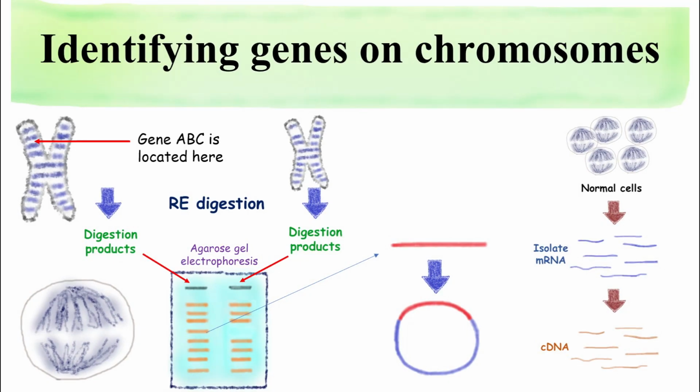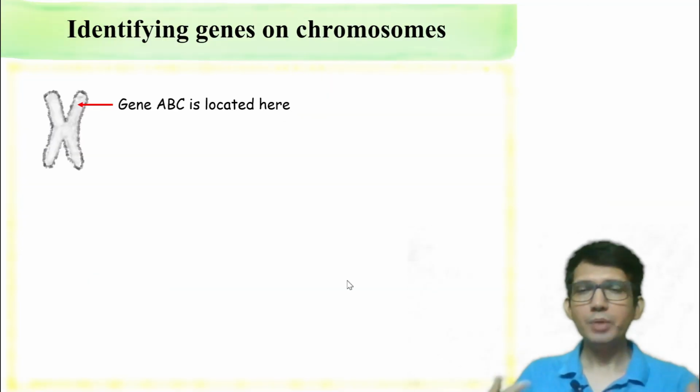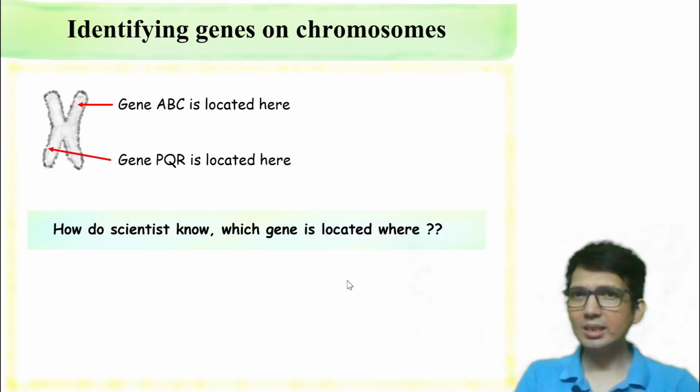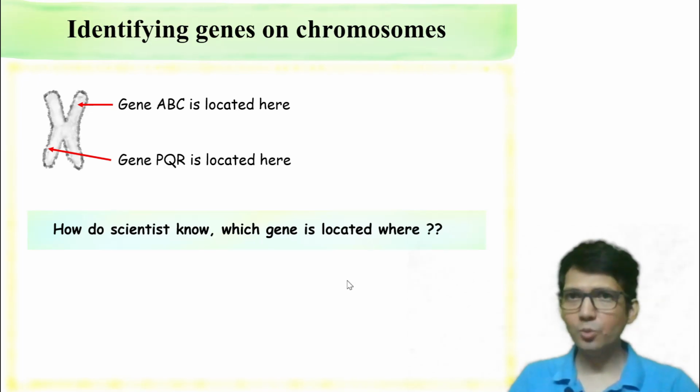Hello everyone. Let's talk about identification of genes on the chromosome. Oftentimes when you read a textbook, you come across information which says a particular gene is located on a particular chromosome. But the question is, how do scientists know which gene is located where?